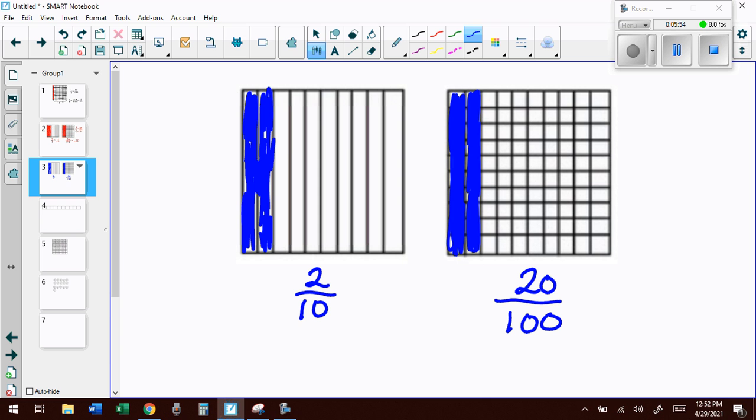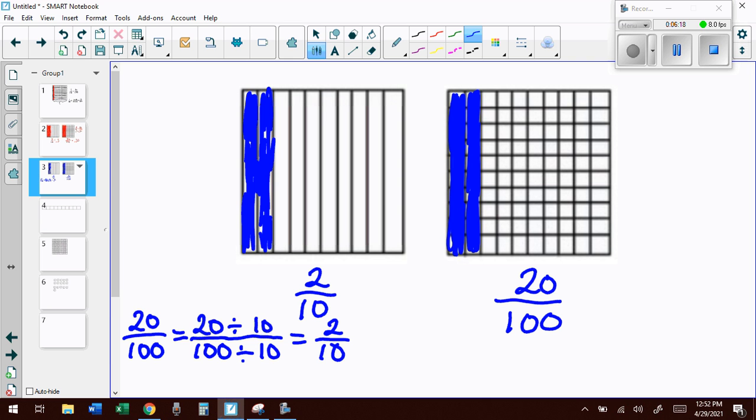So what I've modeled here is I took 20 100ths, and I divided that by 10. And I came up with an answer of 2 tenths.